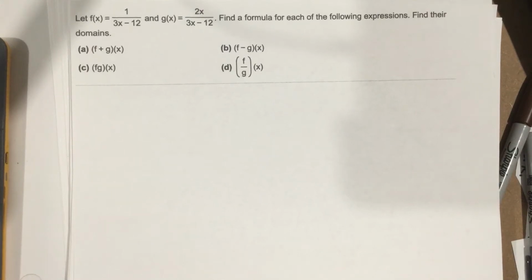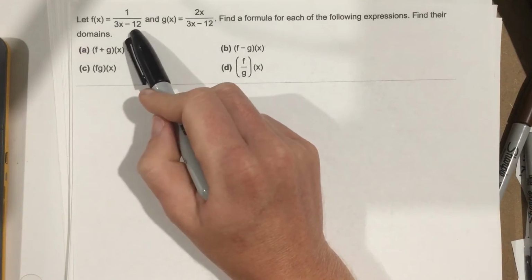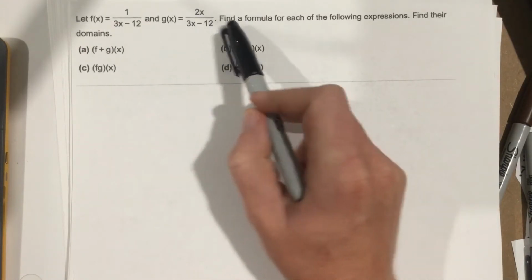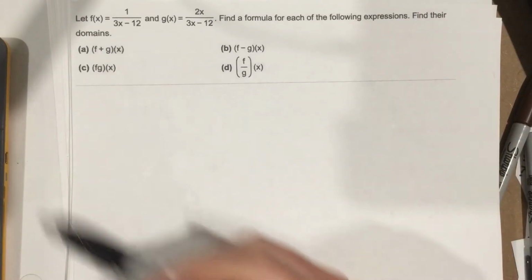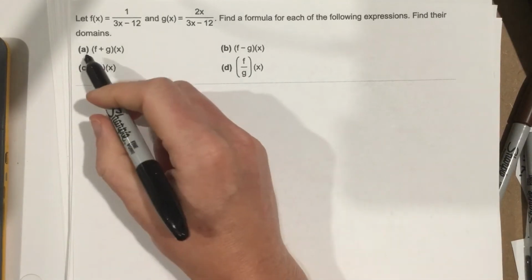This is problem number 4 from section 5.1. It says let f of x equal 1 over 3x minus 12 and g of x equal 2x over 3x minus 12. Find a formula for each of the following expressions. Find their domains. So we're going to start with part A.